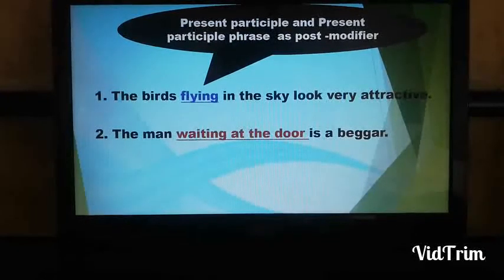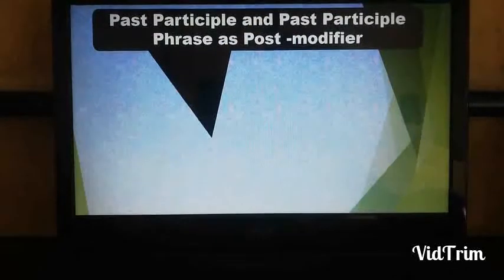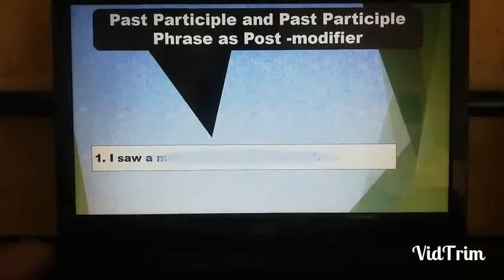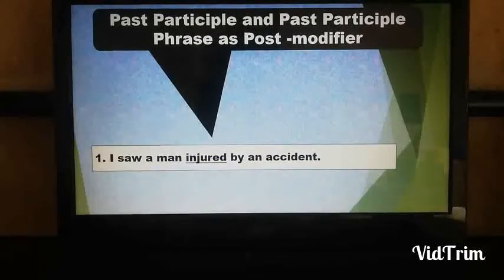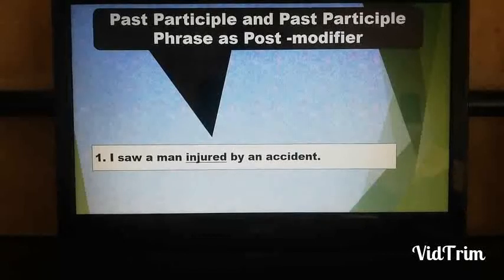In the same way, in the next rule, we will see another thing: past participle and past participle phrase. You can understand past participle, the past form of the verb, and there will be some few words with the past participle form. The example is, I saw a man injured by an accident. The noun man is made clear here with the word injured. So it is used after the noun, and that's why it is a post modifier. I saw a man injured by an accident.